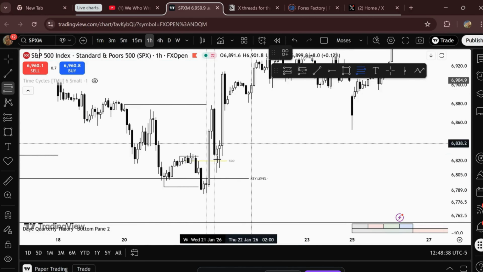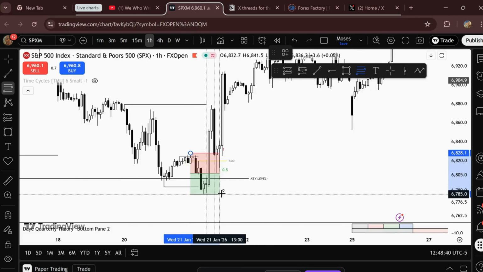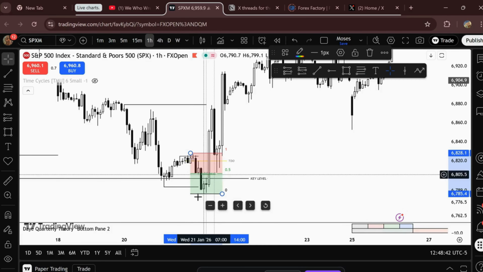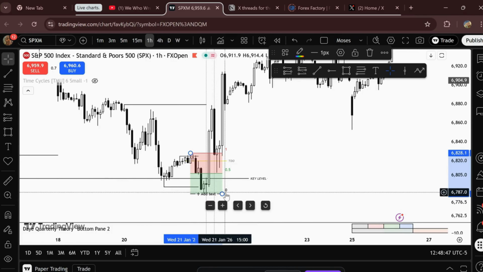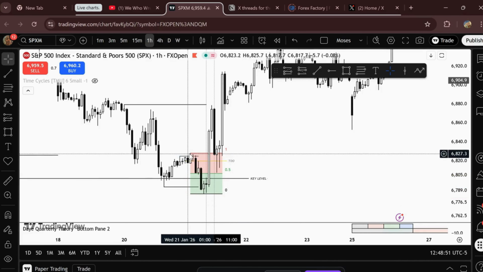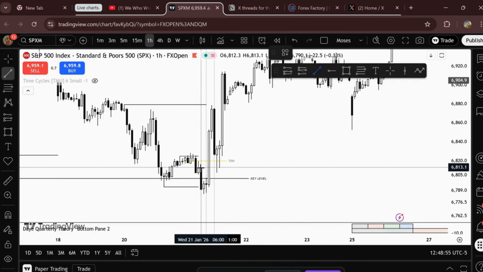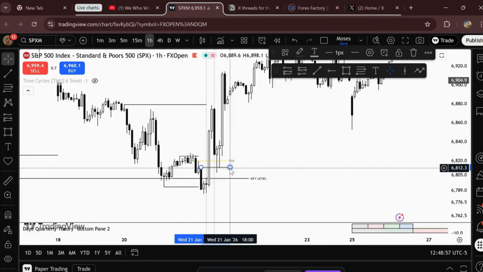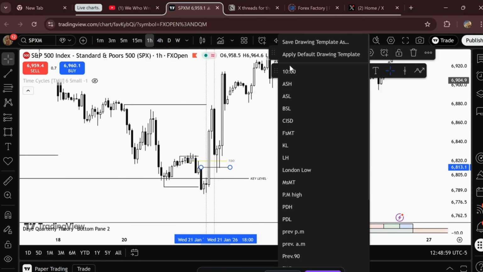If we use our Fibonacci, drag from this high to this low, are we at discount or at premium? We are at discount. Anything below 50% is discount. Since the change in the state of delivery was confirmed when price closed above this last bearish candle here, this was the change in the state of delivery.